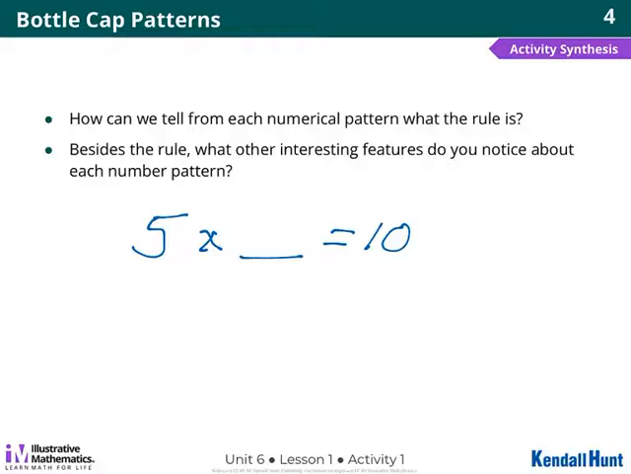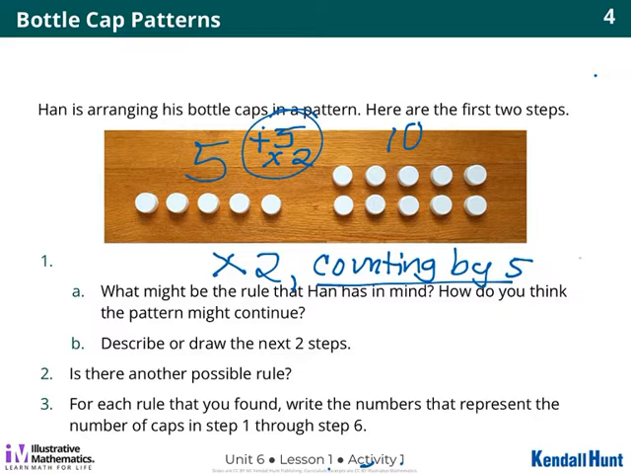Okay. So besides the rule, what other interesting features do you notice about each number pattern? What other interesting things? Erin? It keeps getting bigger by 5 every time. It's not like it gets bigger by 5 and then next time it gets bigger by 3 and then 5 and then 3. It gets bigger by the same amount each time. So it gets bigger by the same amount each time? Yeah, it doesn't get bigger by one amount and then a different amount.